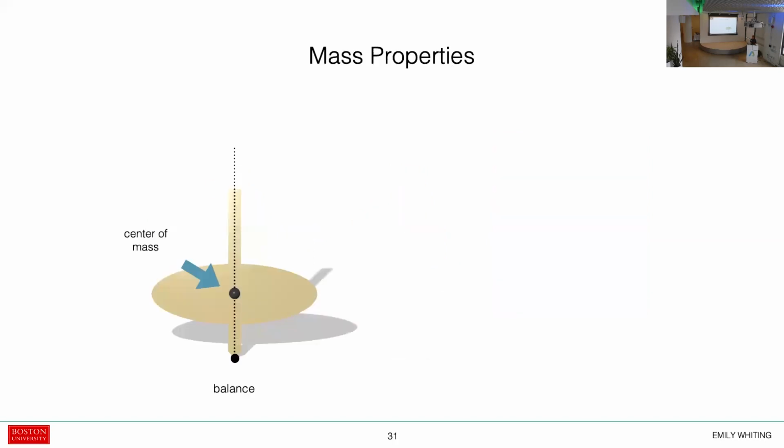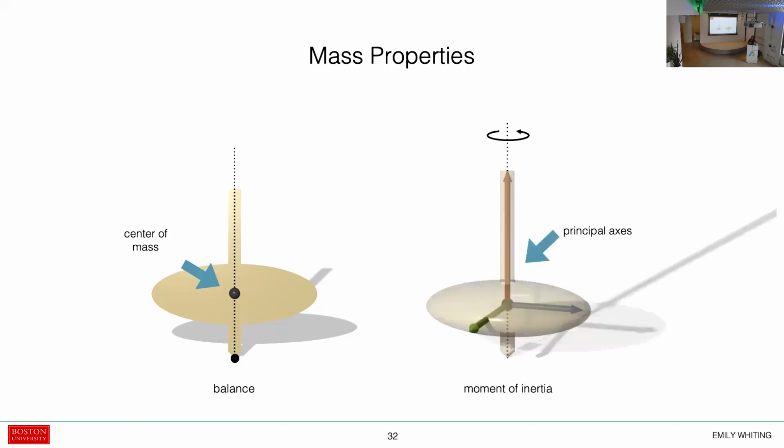So to quickly overview, the basic constraints here are first that you do need static balance. So the center of mass has to lie above that contact point. And then for the moment of inertia, this can be represented with a set of principal axes. And these axes need to be aligned with the spinning axis in order for the rotational dynamics to work out.